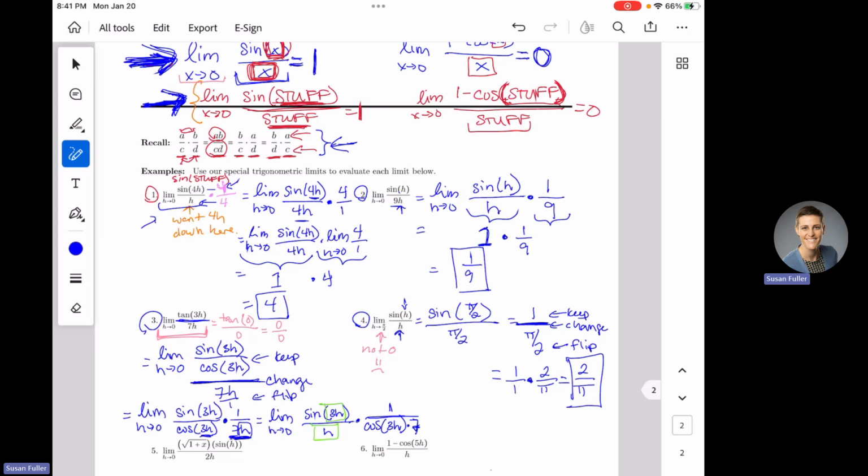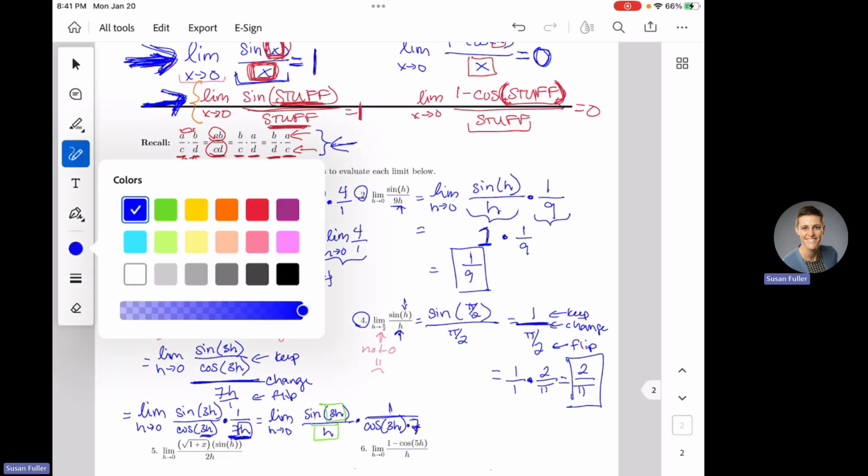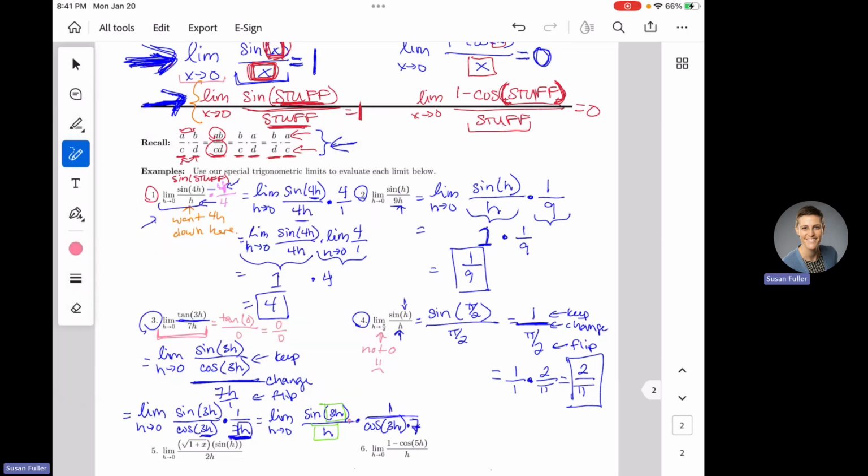And notice from here, to get my sine of some stuff over that same stuff, what do I have to do? I need a 3 on the bottom, which means I have to multiply by a 3 on the bottom, but whatever you do to the bottom, you have to do to the top. And I can reorganize. I'm going to put this 3 down here with the h to match that. I'm going to put this 3 up here with my extra stuff because it's extra. I don't want it in that first part because I want to keep that with just my gift.